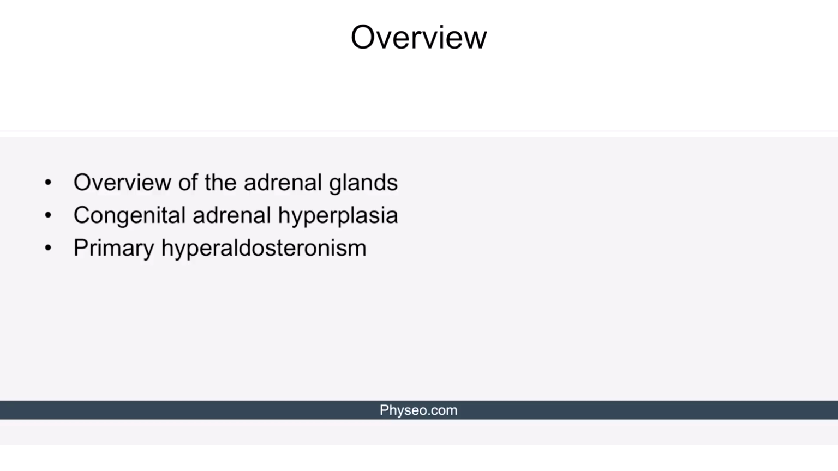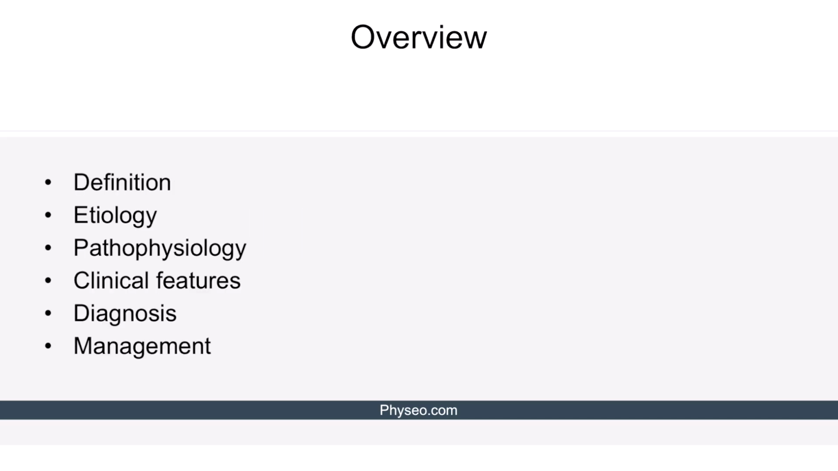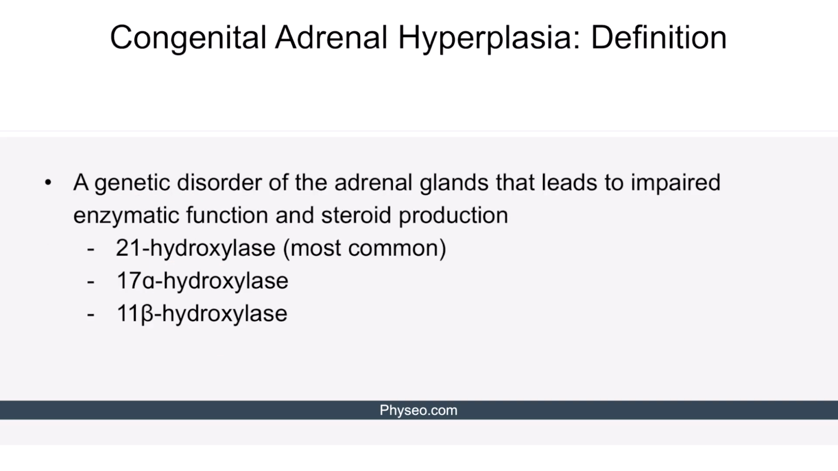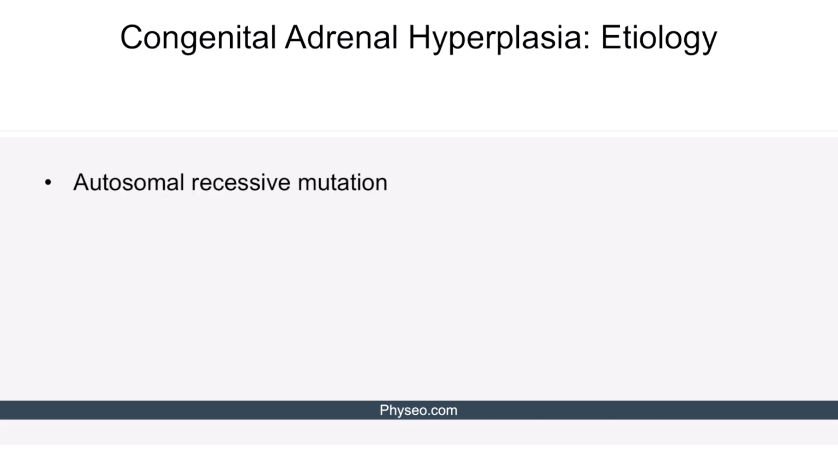All right, now that we've given an overview of the adrenal glands, let's move on to discuss congenital adrenal hyperplasia. With regards to this topic, we'll be discussing the definition, etiology, pathophysiology, clinical features, diagnosis, and management. Congenital adrenal hyperplasia is a genetic disorder of the adrenal glands that leads to impaired enzymatic function and steroid production. The defect is usually in one of these three enzymes: 21-hydroxylase, which is most common, 17-alpha-hydroxylase, and 11-beta-hydroxylase. Regardless of which enzyme is deficient, congenital adrenal hyperplasia is almost always a product of an autosomal recessive mutation.